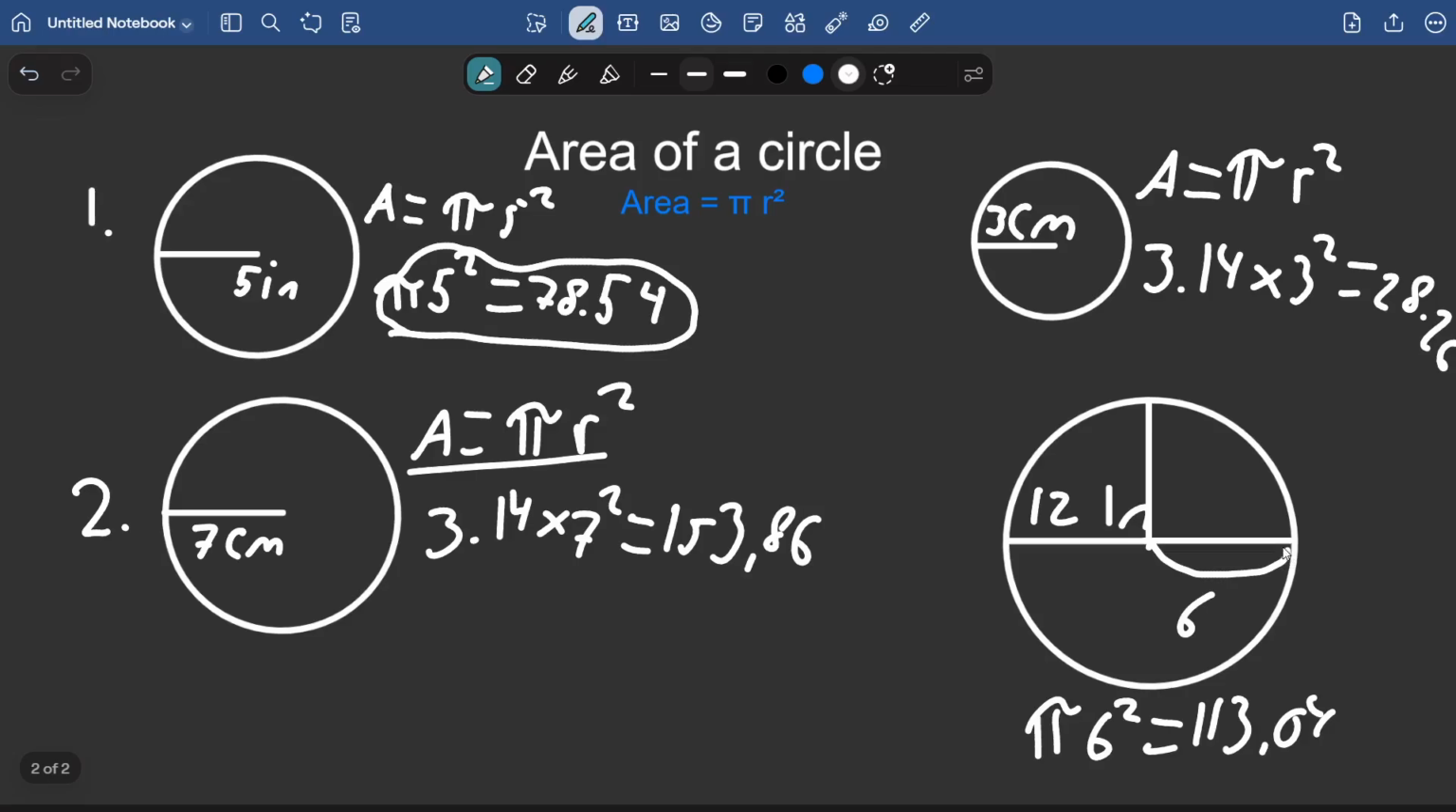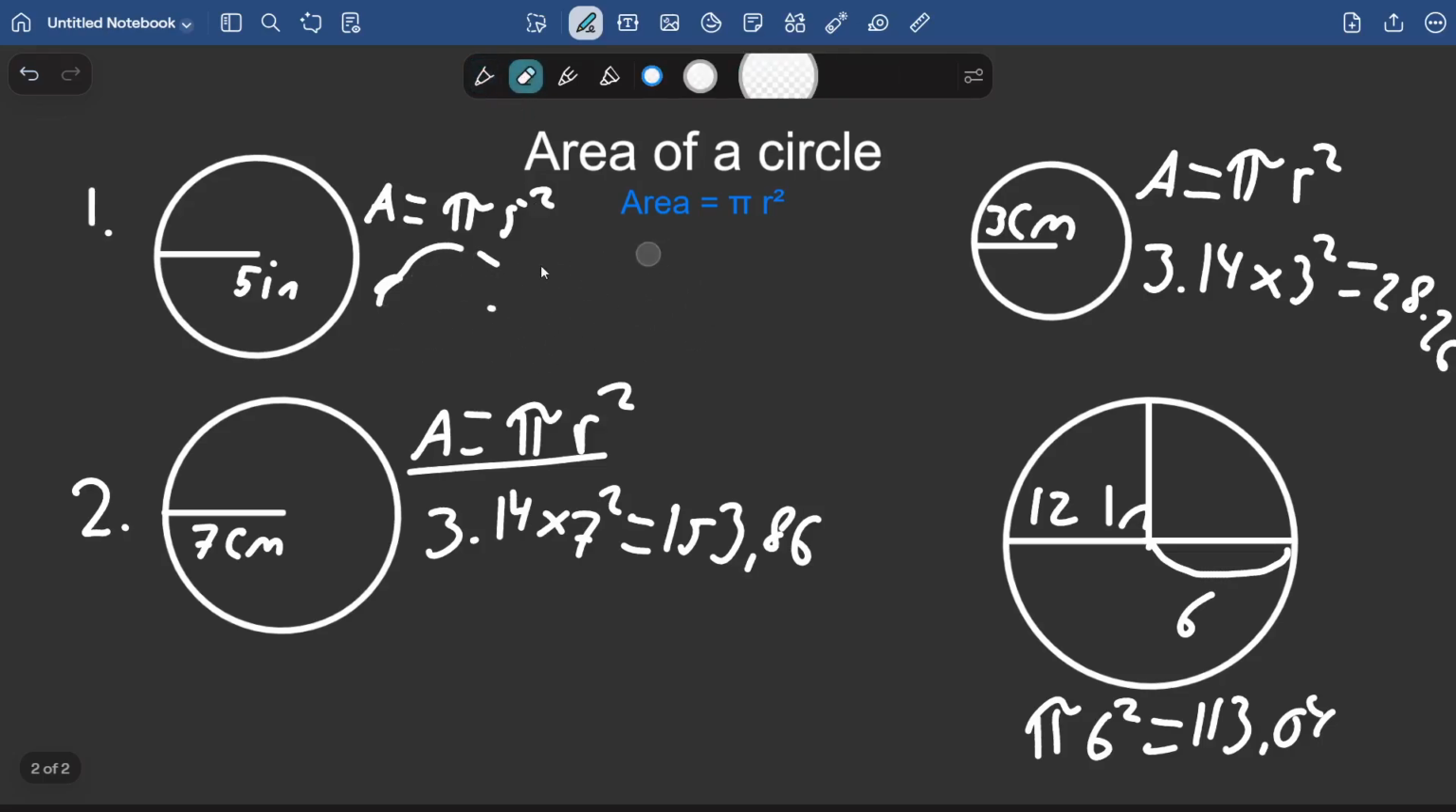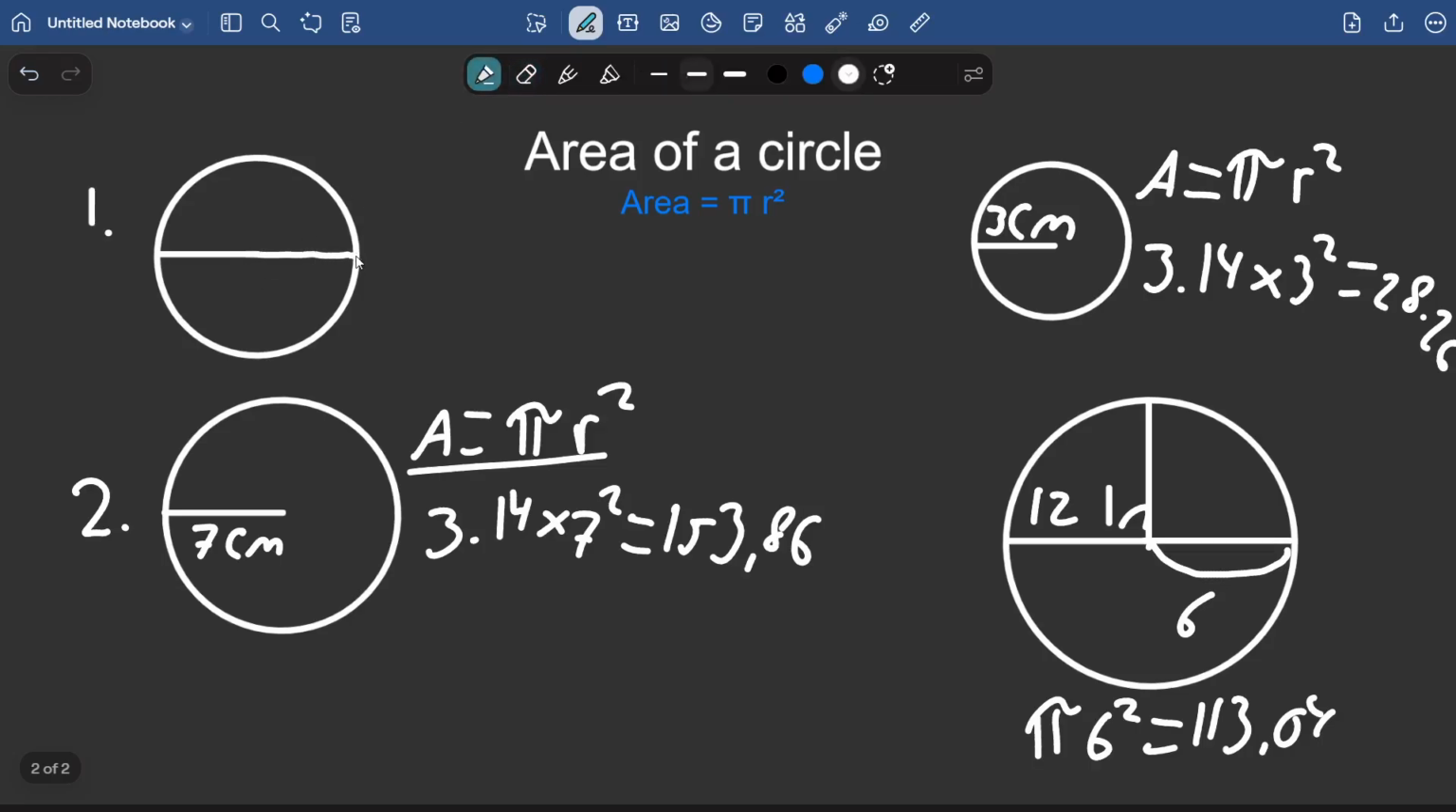Again, if you have the diameter instead of the radius, you just divide it by 2. I will show you another example. I'm gonna erase this all quick, just this one. Let's say instead of 5 we have 20 centimeters, and we divide the 20 by 2 to get the radius.